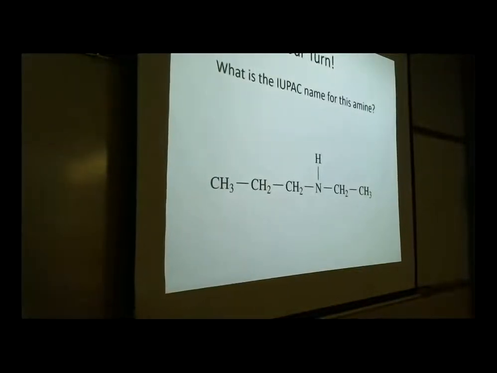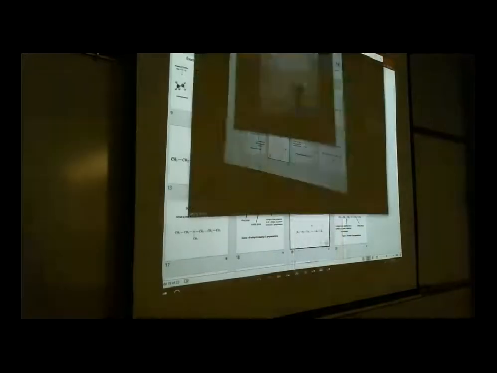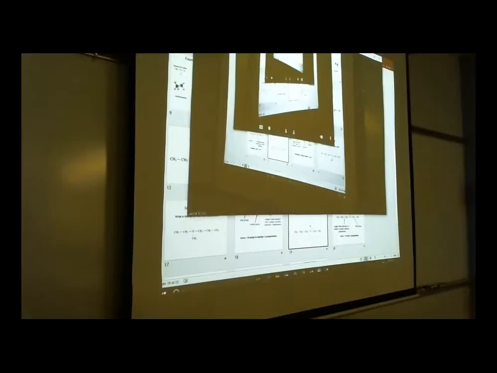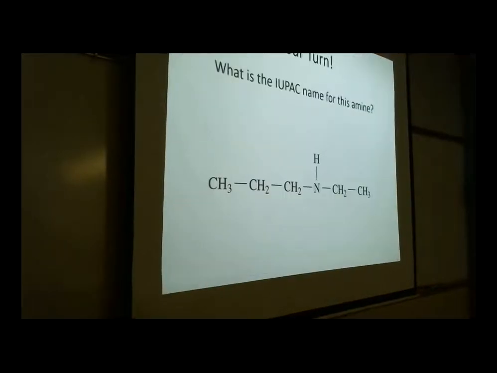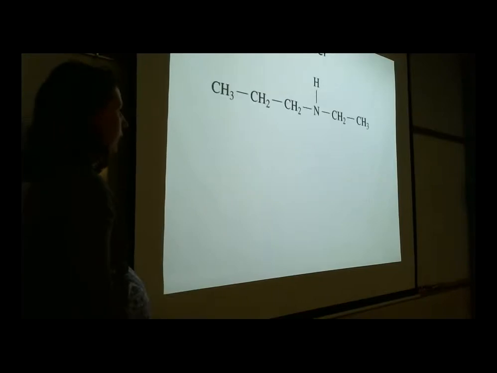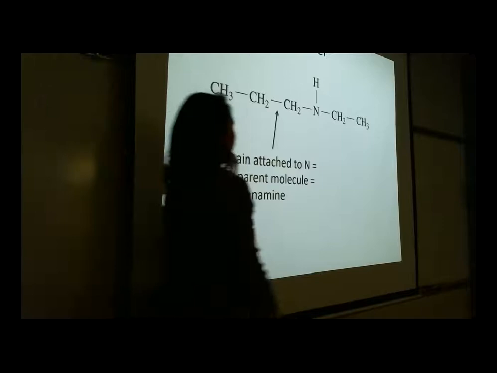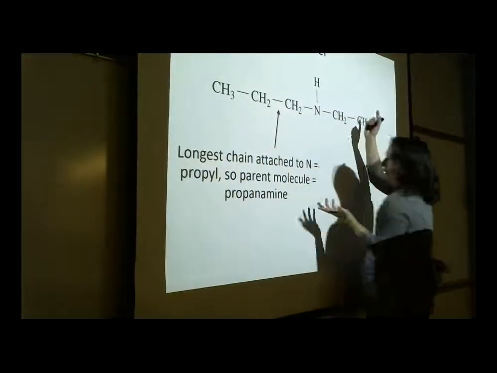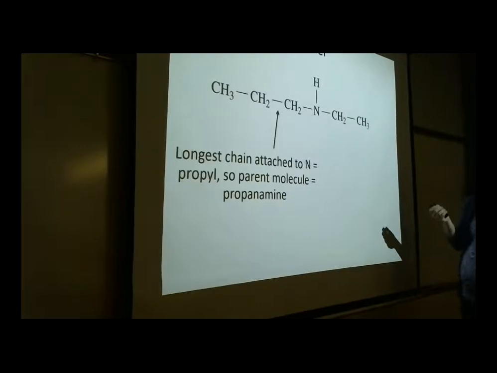Here's one. What's its IUPAC name? All right, let's go over this one. So we have to identify the longest chain, 3 versus 2, right? So that's going to be propyl. And then if this were just a regular NH2, we'd call it 1-propanamine, but it's not. It's an amine that's got a substituent. That's how we're going to treat it, right?